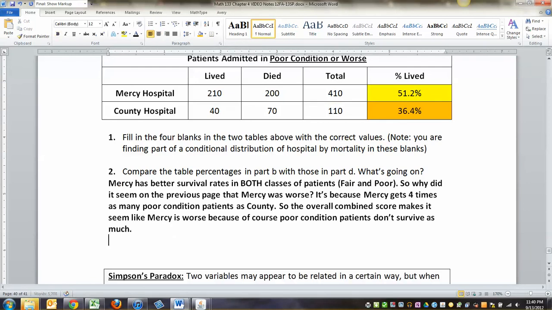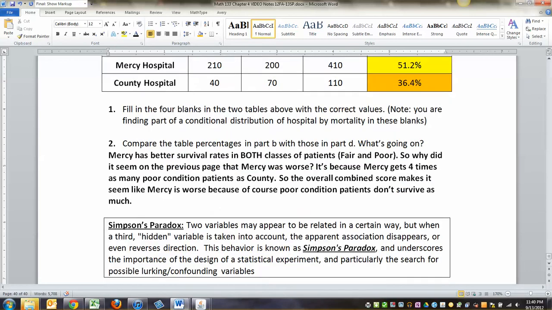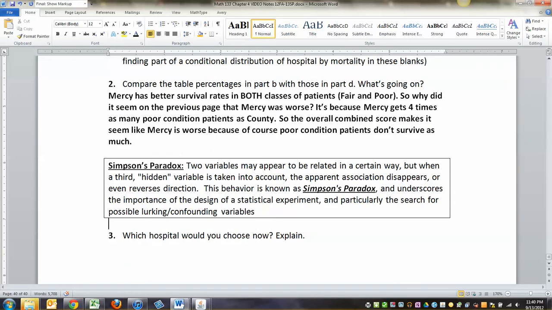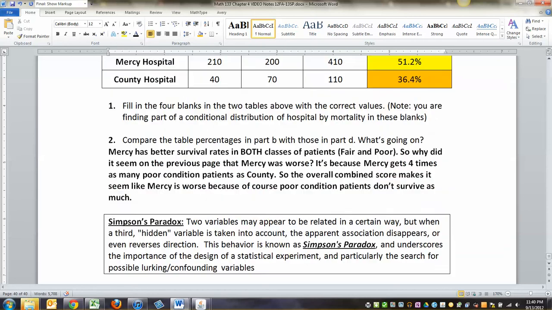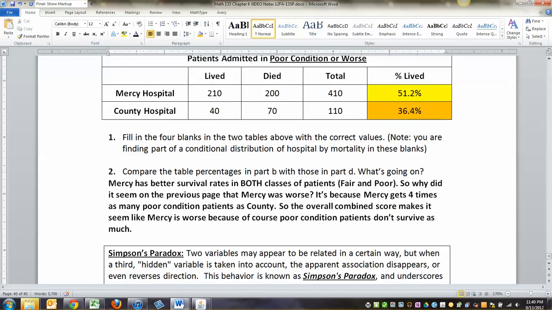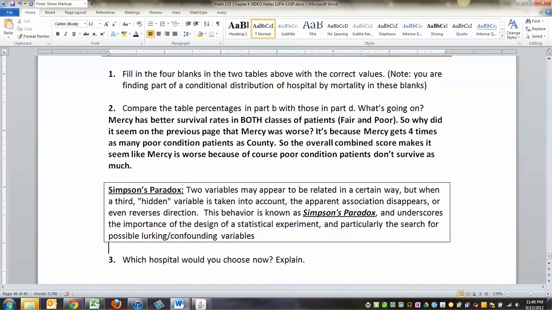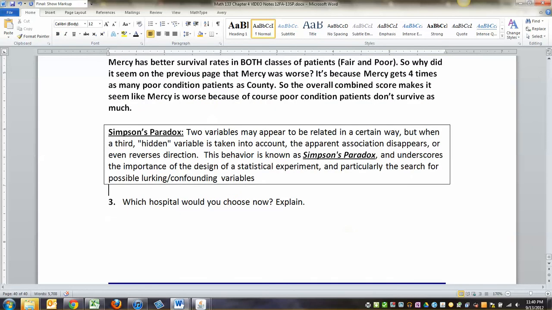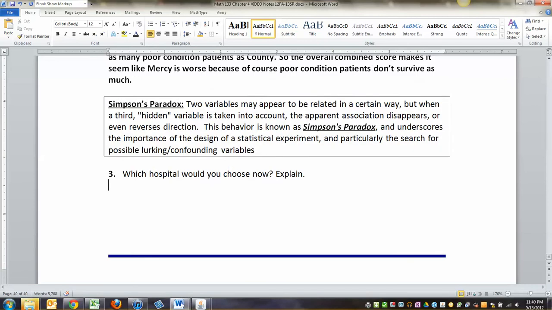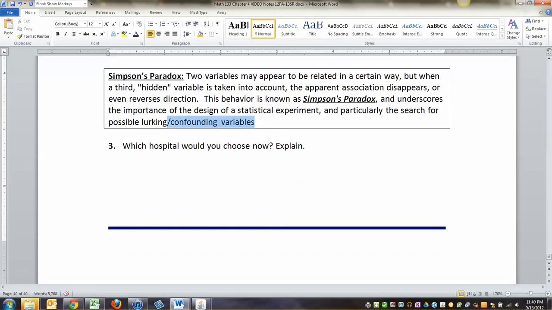So then the question becomes, well, what have you seen with Simpson's Paradox? So 2 variables may appear to be related in a certain way, but when you reveal the third hidden variable, which in this case was like the condition of the patient, sort of like a lurking variable, if you will, then that apparent association disappears and even reverses in direction. So this is known as Simpson's Paradox and underscores the importance of the design of a statistical experiment, and particularly research behind lurking confounding variables.